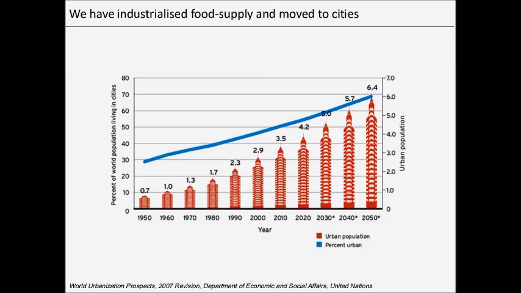And the corollary of this, of course, is the industrialization of food supply. It's easy for us to overlook this in a developed nation, but in developing nations that are urbanizing at the moment, they still define urban areas as those with less than 50% of the economy based on agriculture.